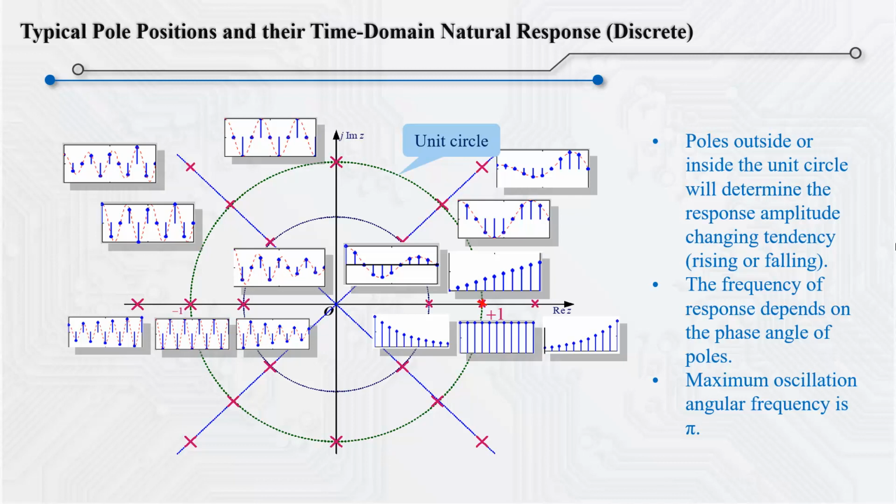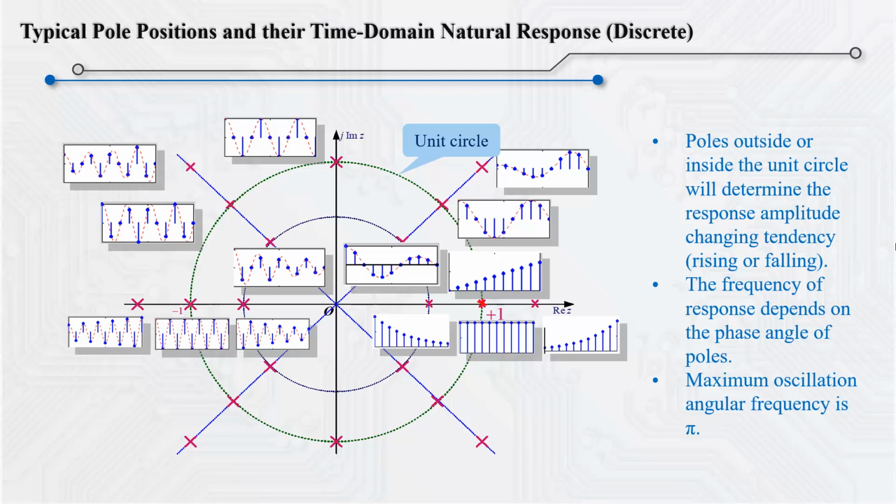Next, let's look at poles whose phase angles don't equal 0. Within the unit circle, the response pattern will fall exponentially with oscillation. On the unit circle, an oscillation pattern with constant amplitude is presented. While outside the unit circle, there's an oscillation response pattern whose amplitude is rising exponentially. Other poles within, on, or outside the unit circle with non-zero phase angles will present similar amplitude response characteristics.